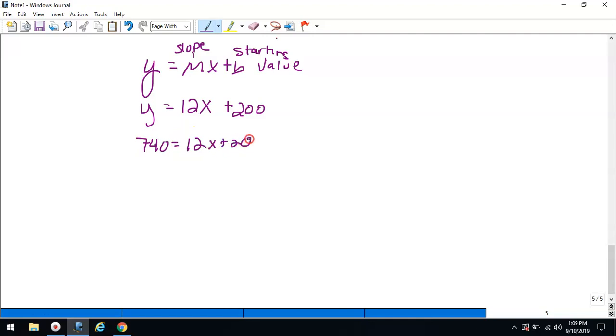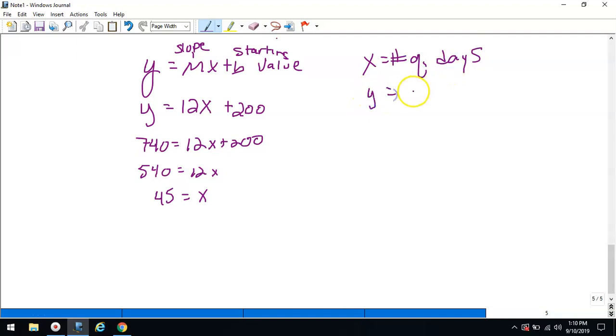So 12x plus 200. So subtract 200 from both sides. I now have 540 is 12x. Then divide both sides by 12. And I get 540 divided by 12, 45. What does x stand for? X is the number of days. Y is the amount, the dollars saved. So it takes 45 days to save up. It will take me 45 days to save up to buy a bicycle. So a little bit over a month and a half actually.